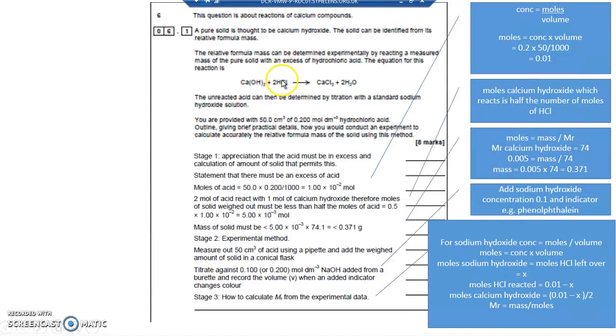Now, hydrochloric acid, 2 moles of hydrochloric acid react with 1 mole of calcium hydroxide. So the moles of calcium hydroxide that have reacted is 0.01 take away X, the number of moles of hydrochloric acid, divided by 2. And when you get the number of moles of calcium hydroxide, MR is mass divided by moles. You've got the mass. The mass that you've used was 0.371 or slightly less than that, but you know its mass, you know how much you've added. Mass divided by moles will give you the MR, and hopefully if it is calcium hydroxide, then it will turn out to be around 74.